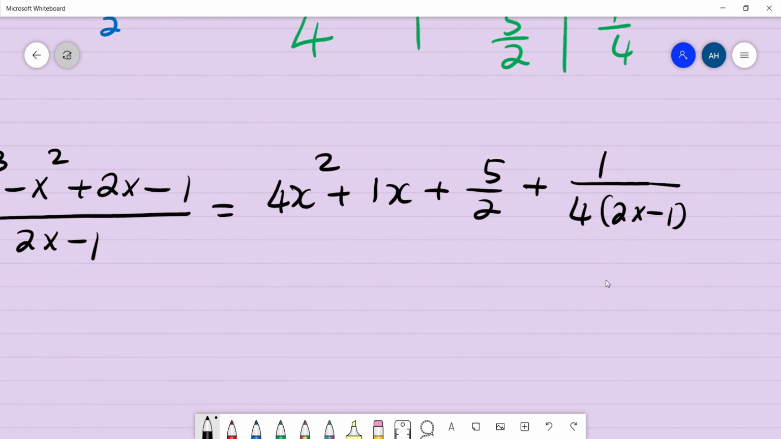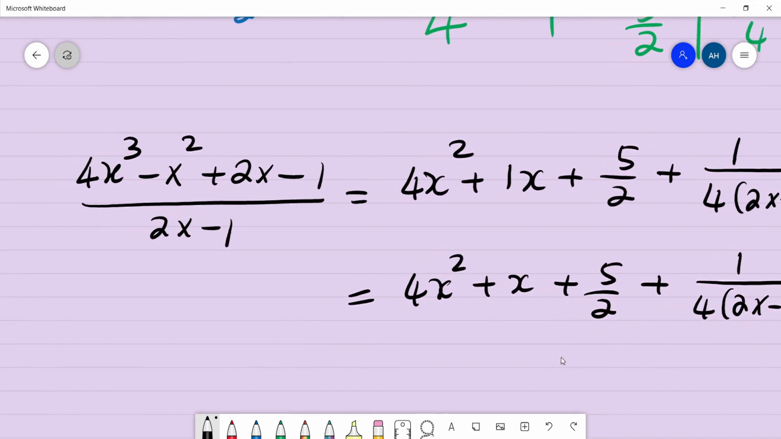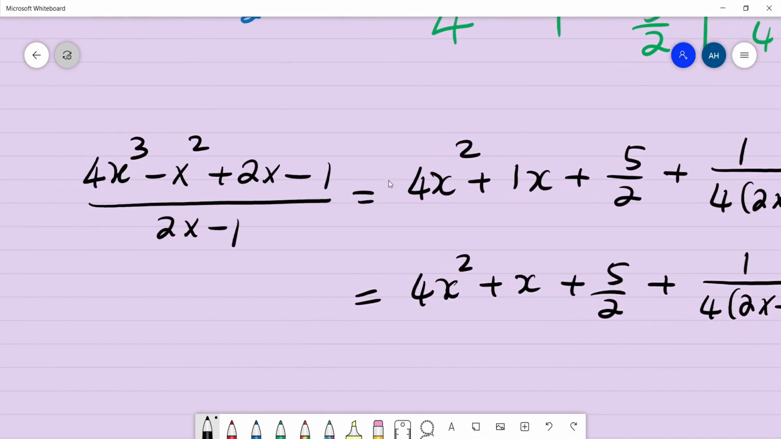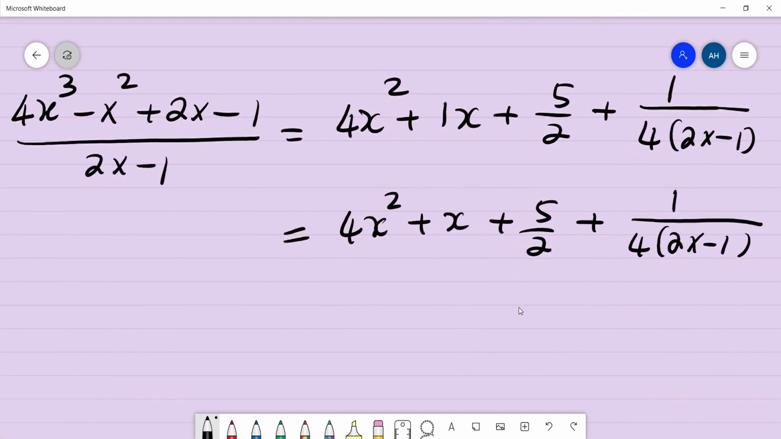Now let's write down again all the terms on the right hand side. We have 4x squared plus x plus 5 over 2, and plus 1 over 4 over 2x minus 1. That will be the answer when we divide this polynomial by 2x minus 1. All the terms on the right hand side here will be the answer.